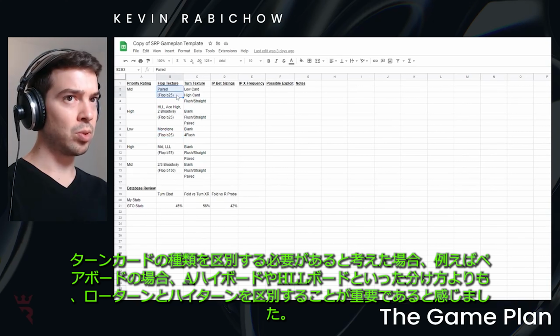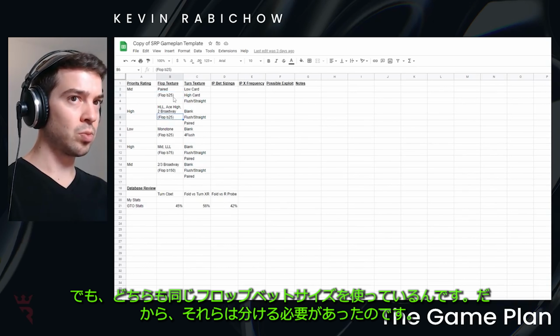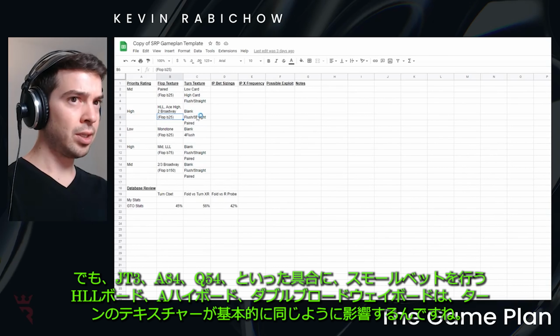For example, on a paired board, I found it was more important to distinguish between low and high turns than it would have been on an ace high board or a high low low board. But they both use the same flop bet size. So those were necessary to separate. But I'm now combining something like Jack 10-3, also with Ace 8-4, also with Queen 5-4, right? So high, low, low boards, ace high boards, double Broadway boards where we bet small. The turn textures are going to impact those boards in basically the same way.